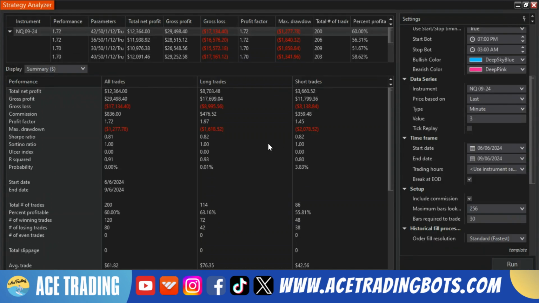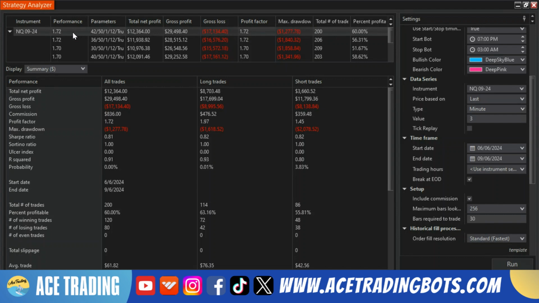Okay, so now you can see that we've run the optimization and we're getting reasonable profit factors of 1.72. What does our drawdown look like? $1,277 for a drawdown. It probably could be improved. Okay, 60% win rate, not too bad. I'm happy with the profits.